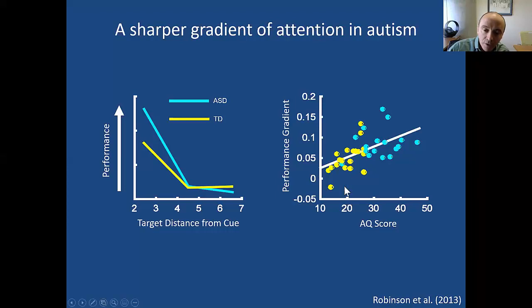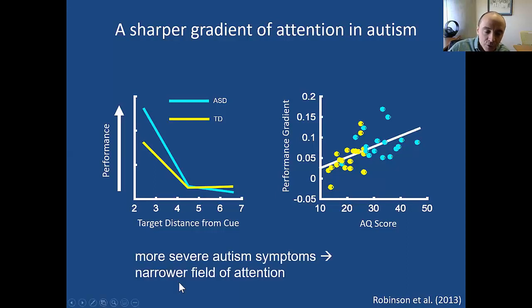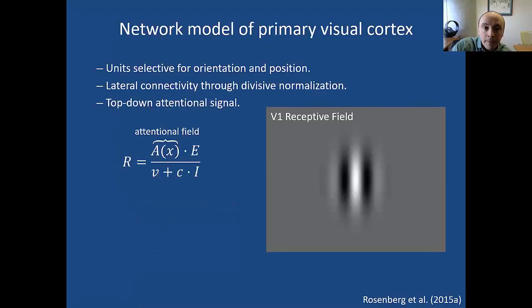And one nice thing about this measure is you can calculate it for both typically developing and ASD subjects. And what they found was that there is a strong relationship between autism symptomatology and the steepness of this attentional gradient. And so we wanted to determine if we could account for this sharper gradient of attention in autism through a computational model of attenuated divisive normalization. Okay, so the take home from this data was that more severe autism symptoms reflect a narrower field of attention, or a narrower spotlight of attention. So how did we go about modeling this?